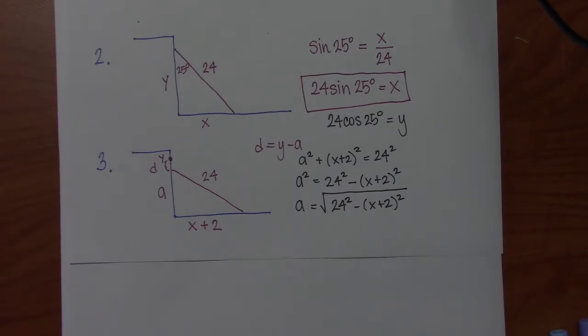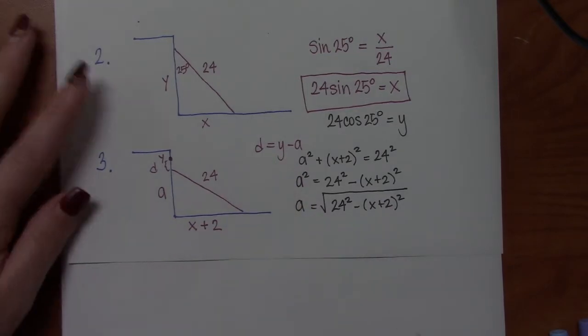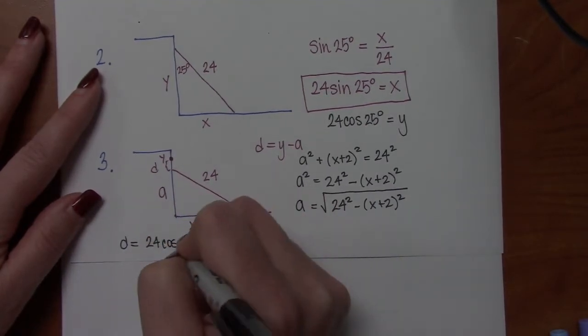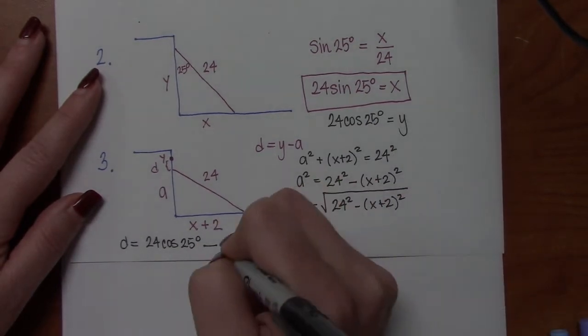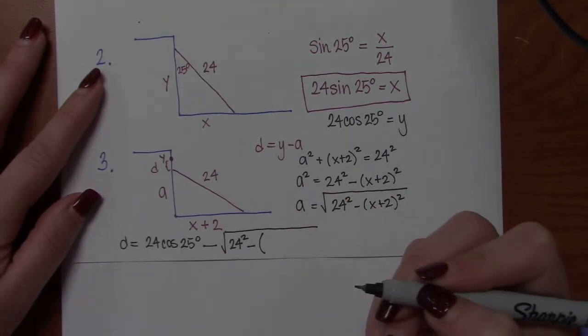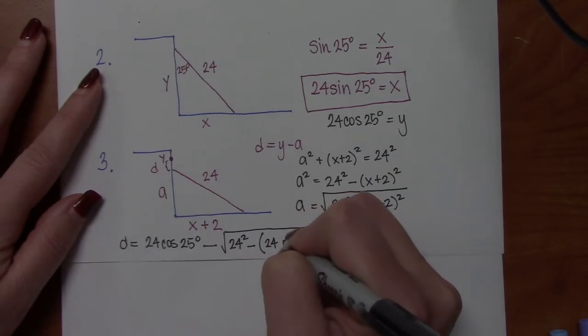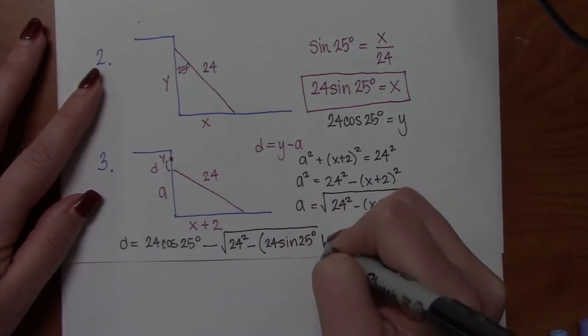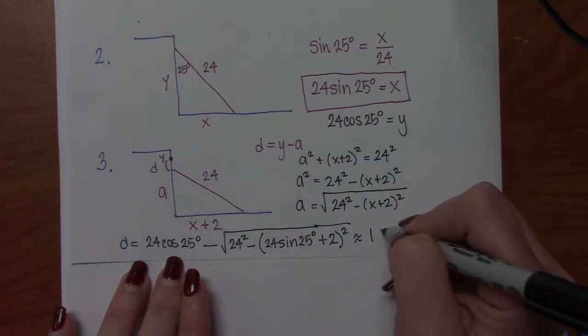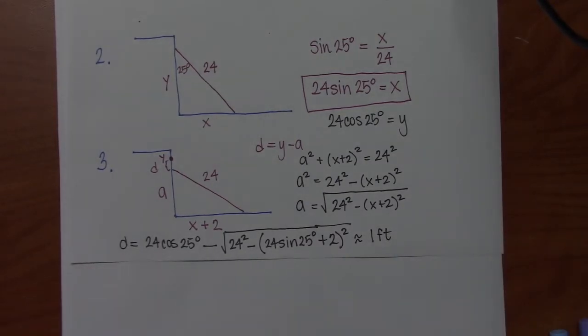So if we want to calculate d, it's y minus a. So d is going to be y, which was 24 cosine 25 degrees, minus a, which was the square root of 24 squared minus, now I'll plug in what x was, x was 24 sine 25 degrees, we still have our plus 2 quantity squared. And so now we have the difference of those two values, and if you put this into your calculator, it's just a little bit more than 1 foot. It's like 1.04 feet, so it's about a foot that the ladder slid down. But this is your exact answer.